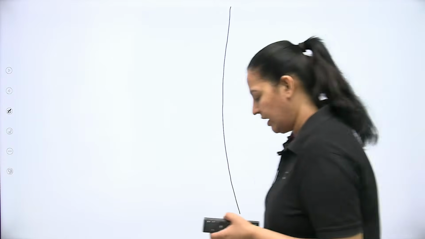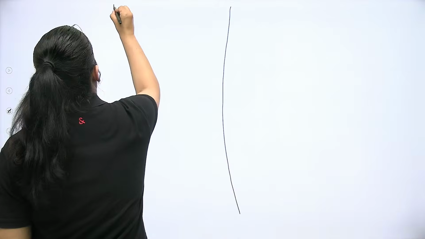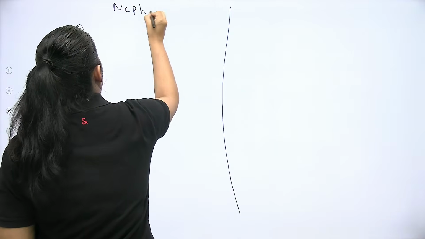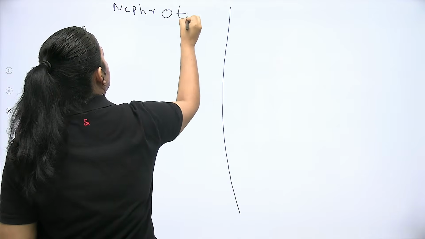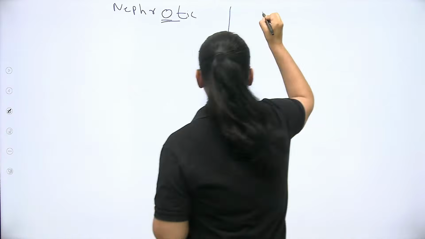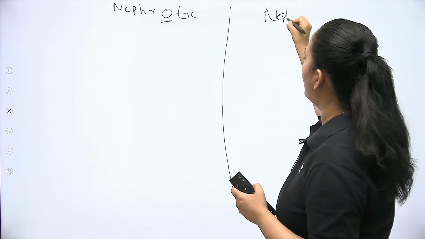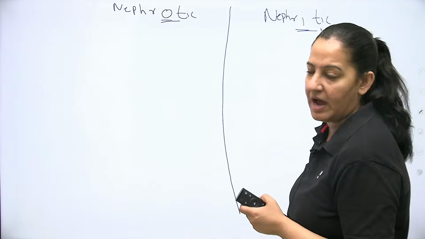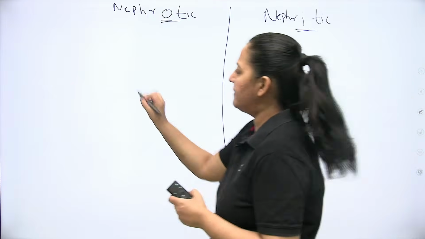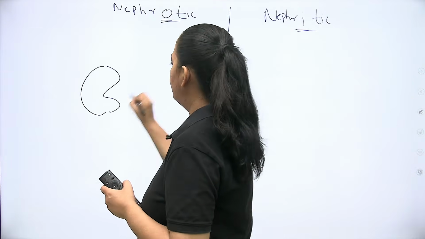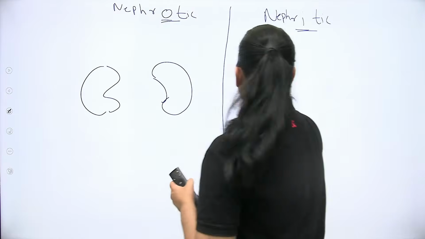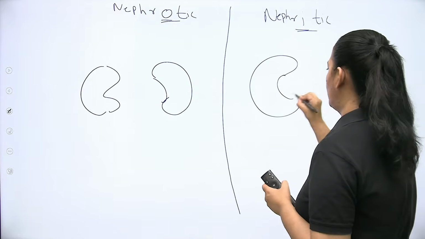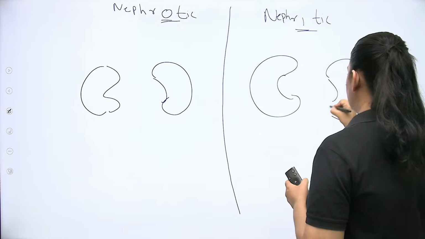So let me draw a pair of kidneys in nephrotic syndrome. What I am saying, it is nephrotic. Concentrate, nephrotic. And here I am drawing nephritic. I guess you know the difference between them. If you don't know, watch my recordings of the renal system. I have clearly explained the difference. Let me draw a pair of kidneys here, and a pair of kidneys here also, right?